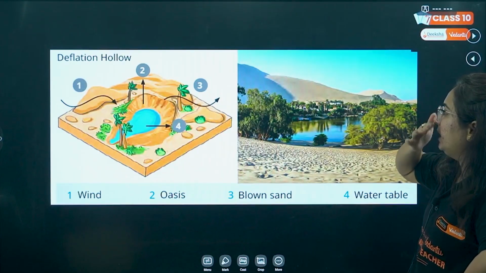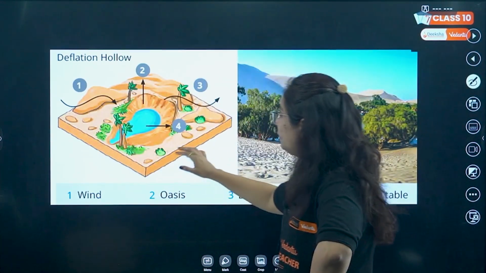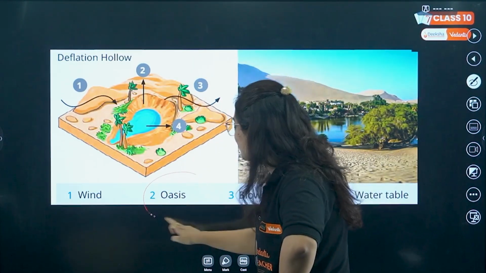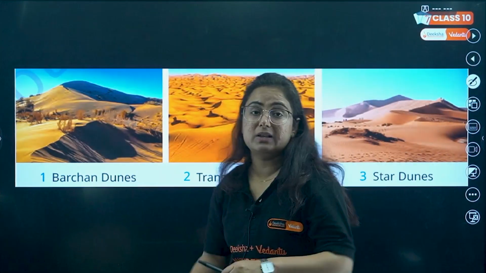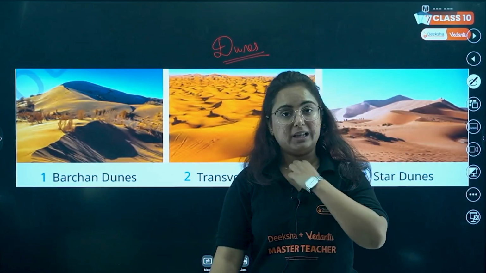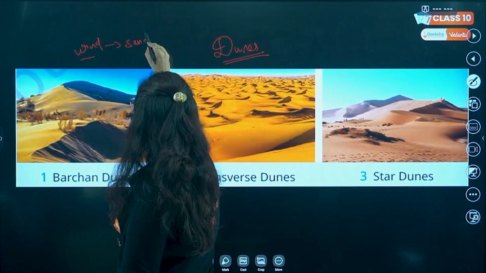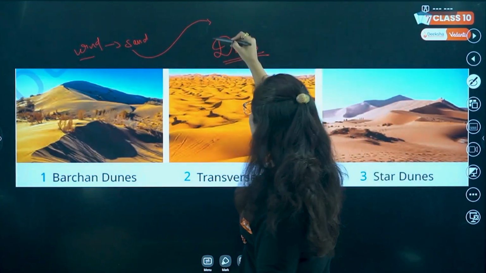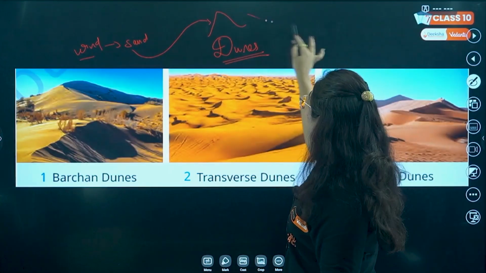Next is about deflation hollow. So in this sandy region or less vegetation region, when we find little water in the form of a lake, then this is known as oasis. This is known as, beta, oasis. Okay, Barchan dunes. Then one more thing is there, that is dunes. Beta, these erosional activities with the help of wind, which carry the sand from one place and get it deposited to another place, creating landform features like mountains or hills. They are known as dunes.